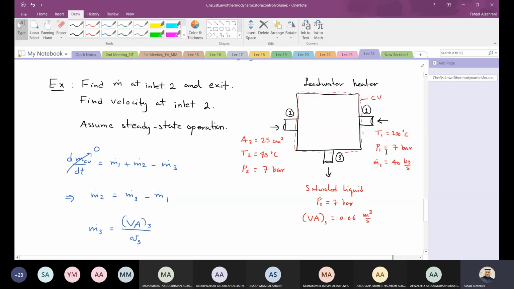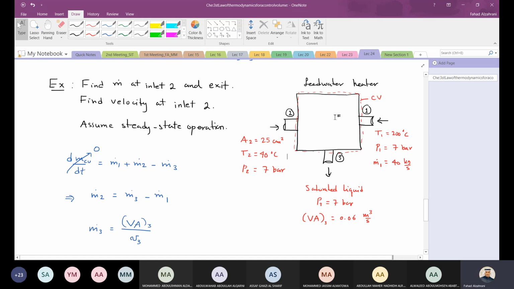For inlet 1, I have water flowing at 200 degrees and 7 bar and at a mass flow rate of 40 kilograms per second. So I have this water at this state T1 and P1 and this mass flow rate at inlet 1. At inlet 2, I'm giving you the state of water at 40 degrees Celsius and 7 bar.